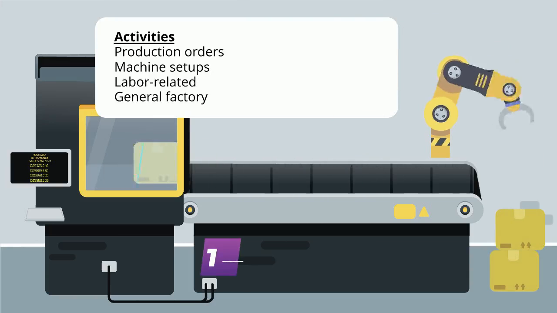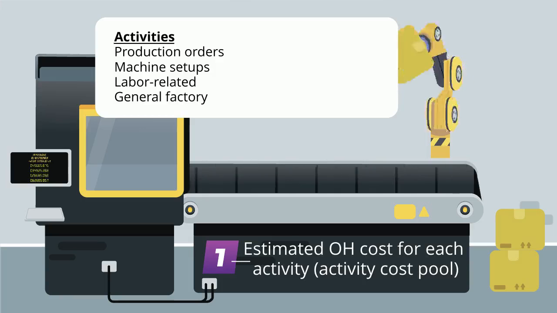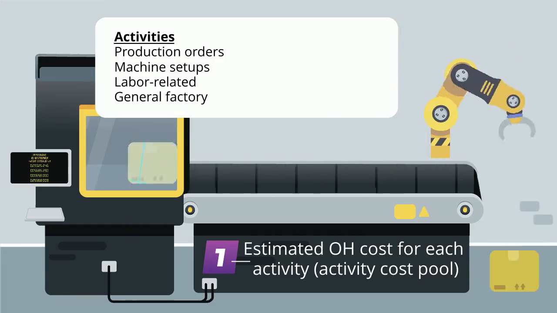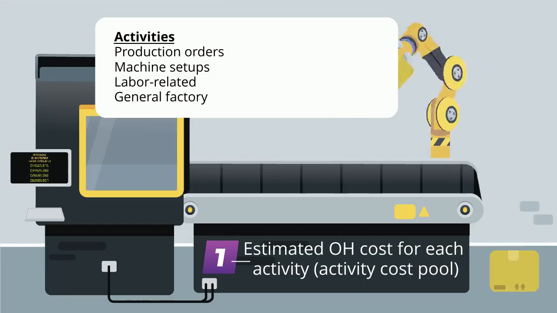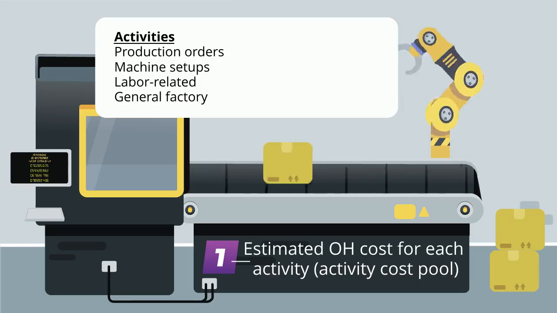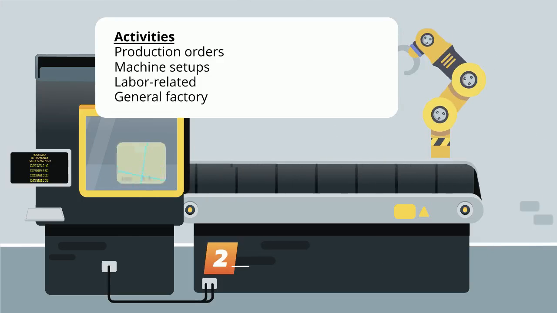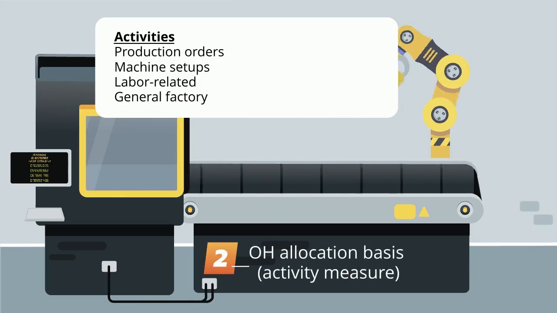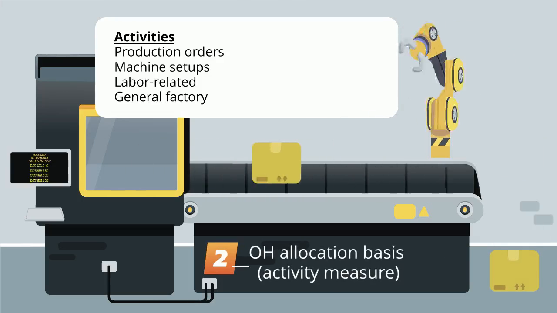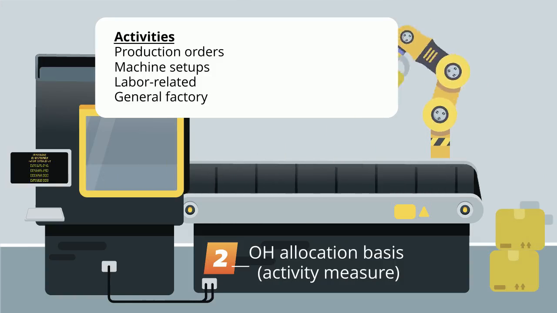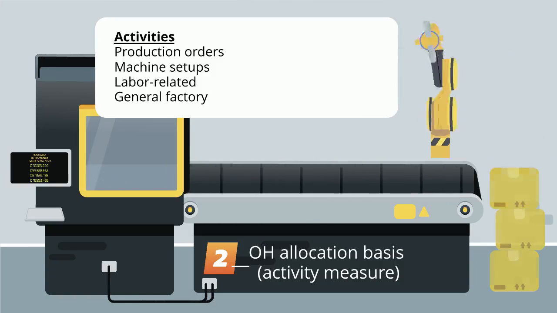The first is how much money will be spent on overhead, specifically how much we expect to spend on overhead for each activity. Overhead costs accumulated for each activity are referred to as activity cost pools. Second, we need to know what we will use to allocate the overhead. Before, we described this as the allocation base. With ABC, we refer to this as the activity measure. But it's the same concept.